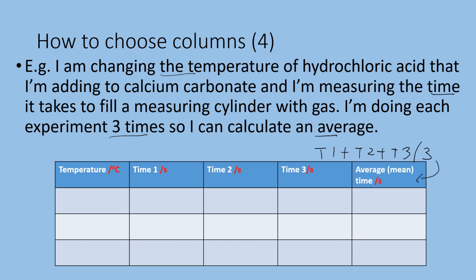However, if any of these values, T1, T2, T3, don't tally up and you've got anomalies, then you need to ignore that data, and then you're just going to do the average of 2 values and divide by 2.